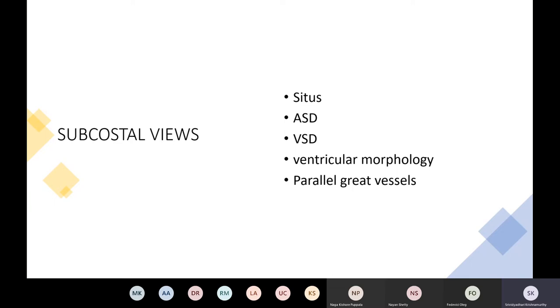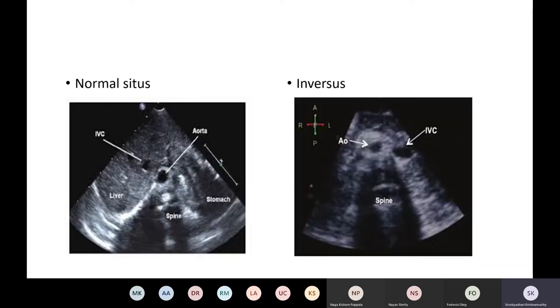And then, of course, looking at the subcostal views also shows the parallel great vessels. Normally, on a normal echocardiogram, you see the great vessels crisscrossing or crossing over, but in TGA, you can see them being parallel. That is a picture showing the normal situs. You can see the aorta there, and the IVC on the right, aorta to the left. But in situs inversus, you can see the aorta there and the IVC on the left.